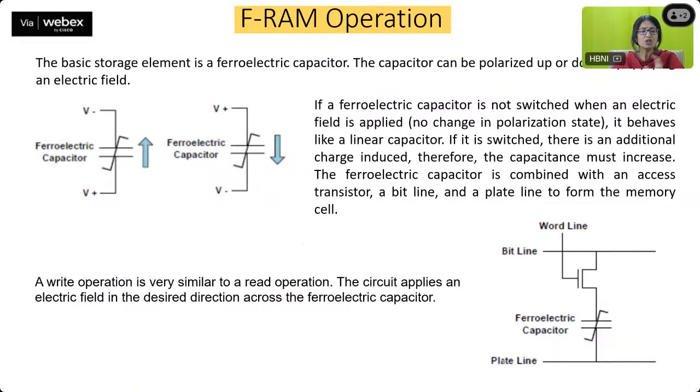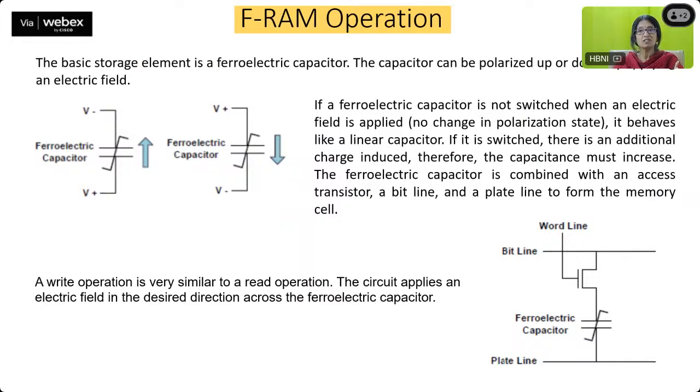So now, what is the operation? The basic storage element is a ferroelectric capacitor. The capacitor can be polarized up or down by applying an electric field. If the ferroelectric capacitor is not switched when an electric field is applied, there is no change in the polarization state, so it will behave like a linear capacitor. But if it is switched, then an additional charge is induced. Therefore, the capacitance must increase.